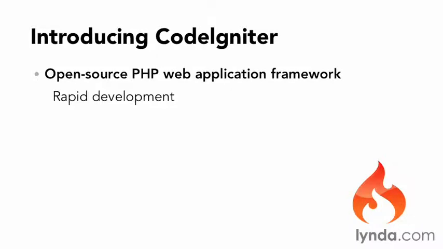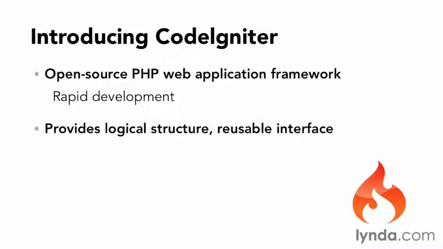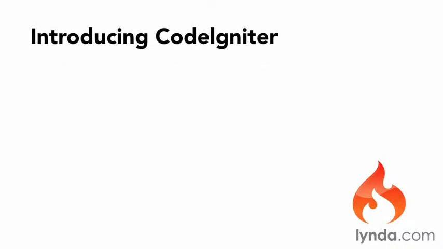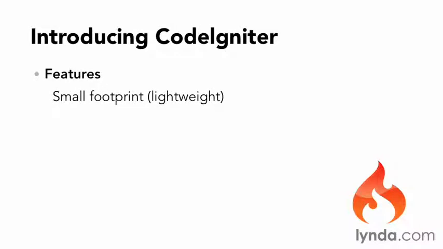Providing both a logical structure and a reusable interface to libraries written to perform common tasks, CodeIgniter provides a fast, extensible foundation for writing complex software. Some of the key features include a small footprint, meaning that it's lightweight and has very little overhead, which lends itself towards fast performance, especially when it's compared to other frameworks.